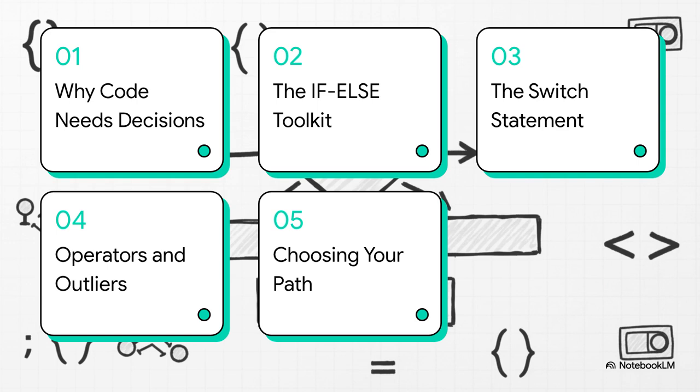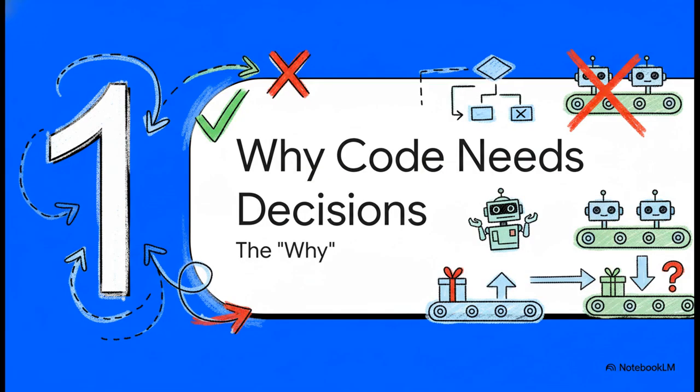So here's our plan. We'll start with the why: why our code even needs to make decisions in the first place. Then we're going to open up the main toolkit, the whole if-else family and the switch statement. We'll even check out a few oddballs before we wrap up with the most important part, knowing exactly which tool to use for which job. Okay, so let's get right to it.